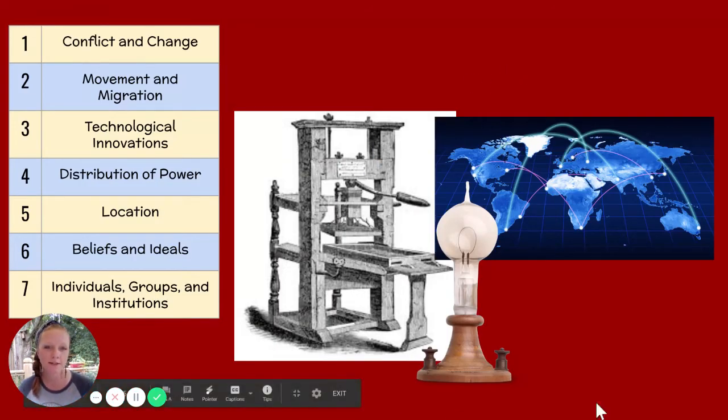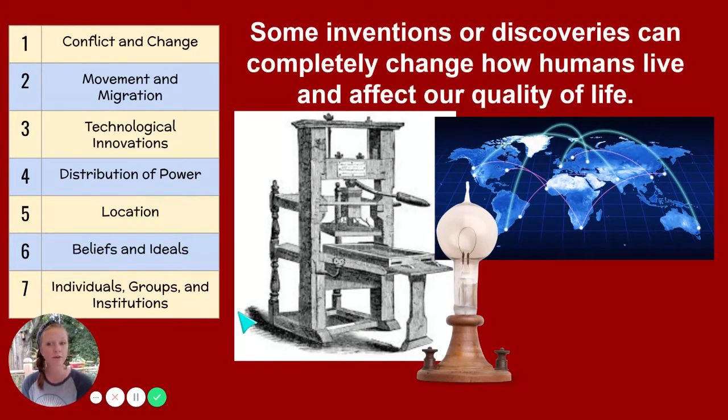Here are your images. Hold up the number of fingers that go along with the theme you think matches these images best. All right, here's a text clue for you. Some inventions or discoveries can completely change how humans live and affect our quality of life. If you think you might want to change your answer, you can change your number of fingers. And in just a moment, I'll reveal what I was thinking.